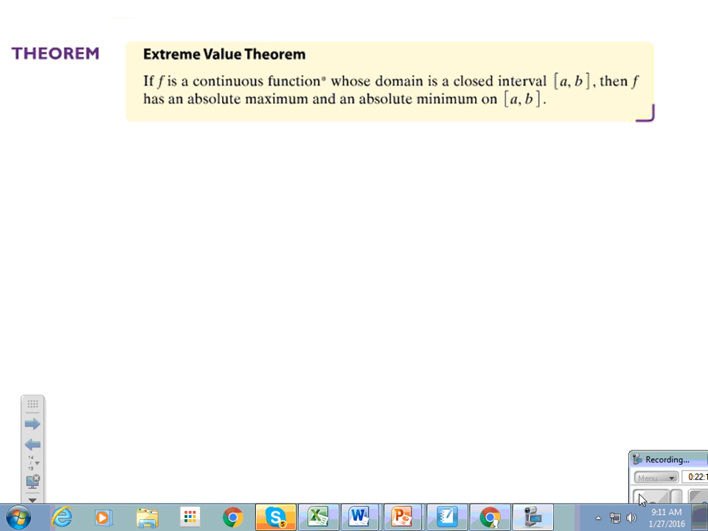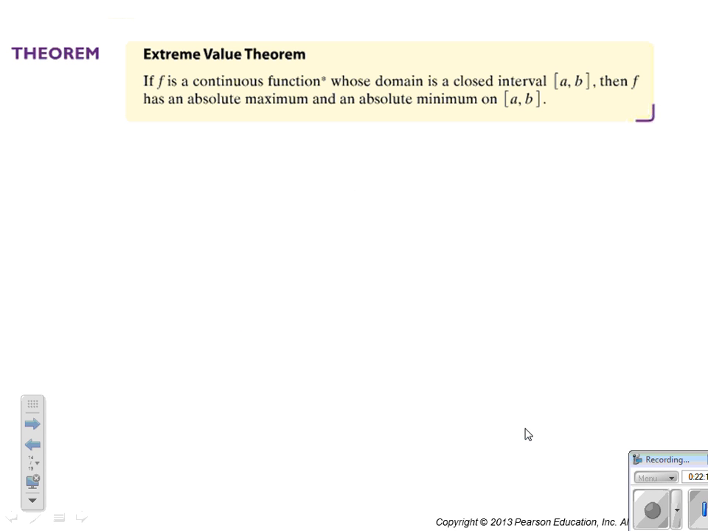All right, so let's read through the extreme values together. If f is a continuous function whose domain is a closed interval a to b, then f has an absolute minimum and an absolute max on the interval a to b. So if you are continuous, no holes or craziness going on, then you must have an absolute max and an absolute min on the interval from a to b.